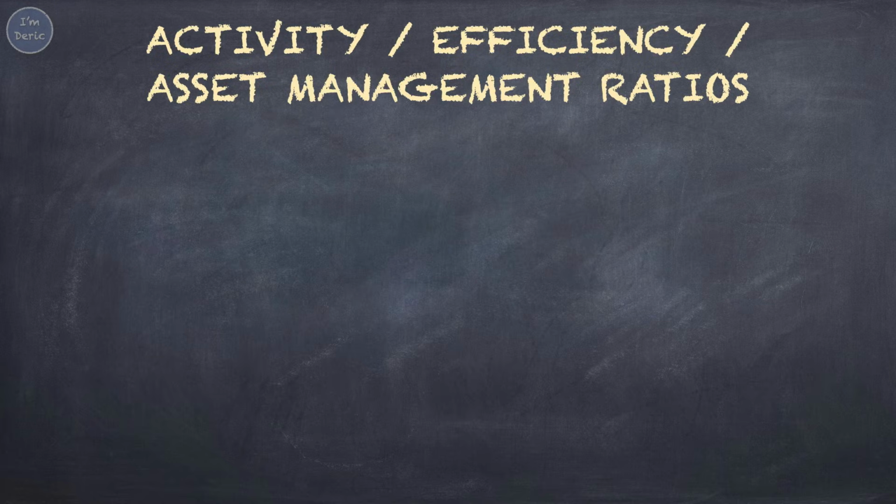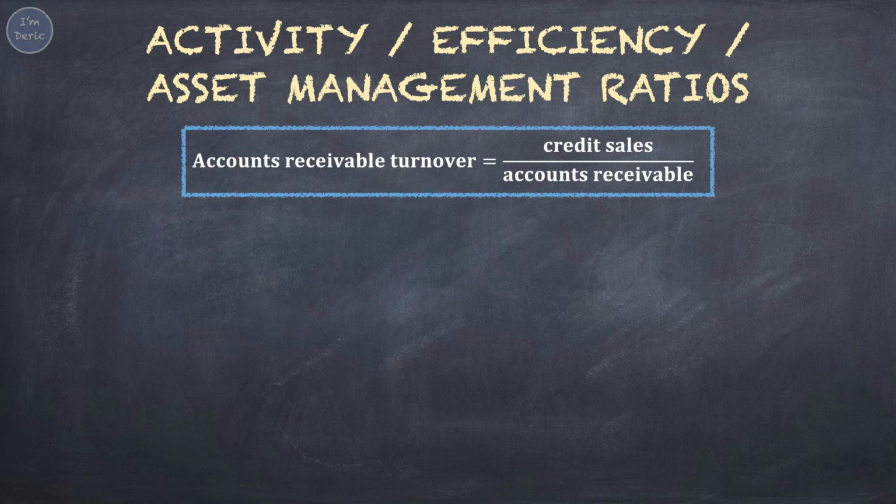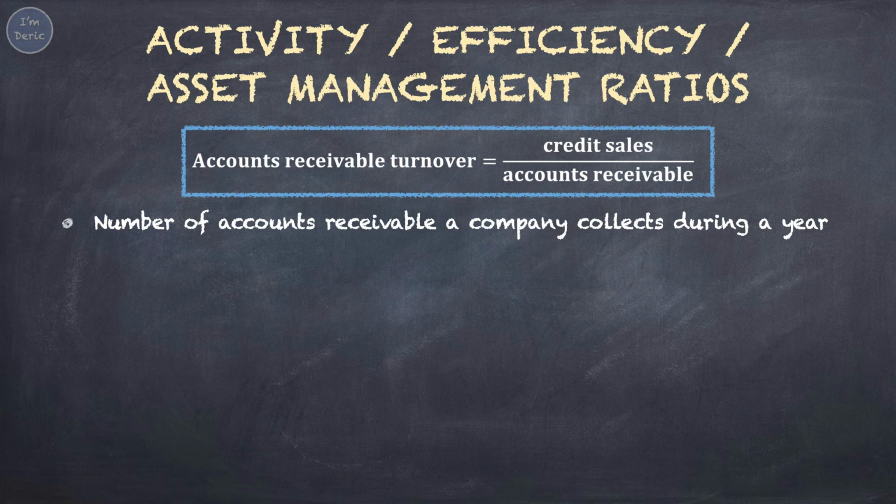The next is activity ratios. They are also known as efficiency or asset management ratios. Accounts receivable turnover is calculated by taking credit sales over accounts receivable, in which accounts receivable means the amount of money that customers have not yet paid back. Accounts receivable turnover shows the number of accounts receivable a company collects during a year. In other words, it shows how many times the customers make payment to the company during a year. For accounts receivable turnover, the higher, the better.